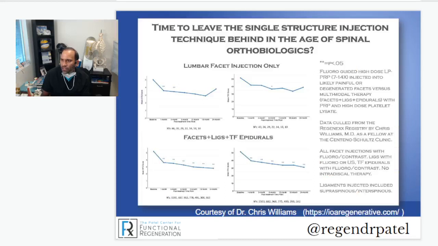One of my colleagues, this is data from Dr. Chris Williams out in Atlanta, and this is unpublished data, but it shows basically that treating just the facet joints with PRP, just the pain generators with PRP, versus treating the facet joints, the ligaments, the epidural space, etc. Treating the facet joints did provide benefit, but then that benefit started tapering off as time proceeded, versus the benefit from treating all components of the functional spinal unit actually continued to improve.